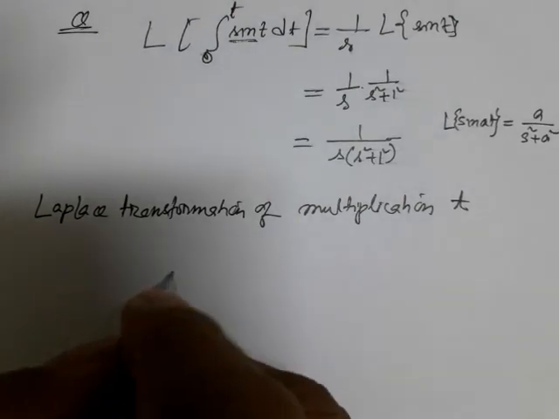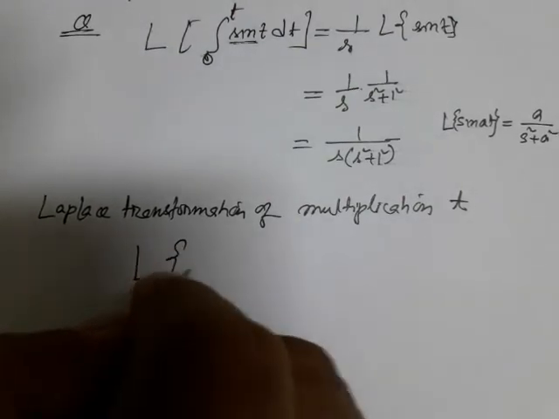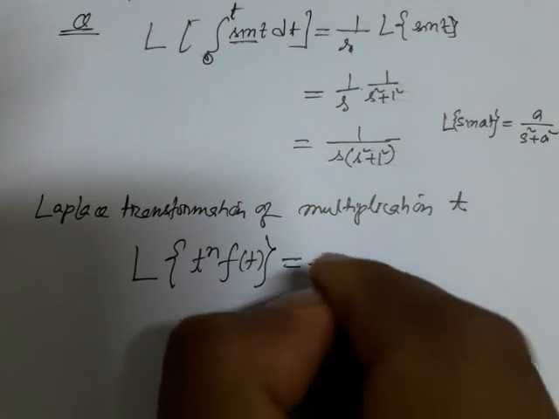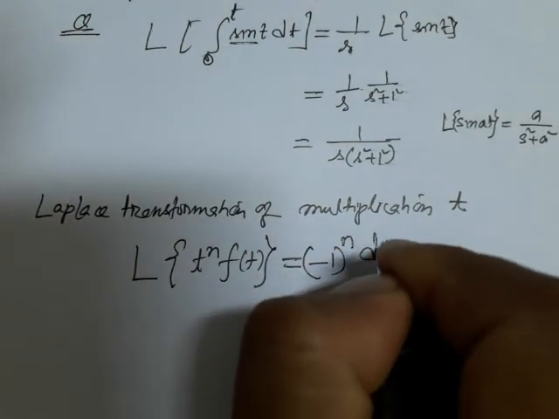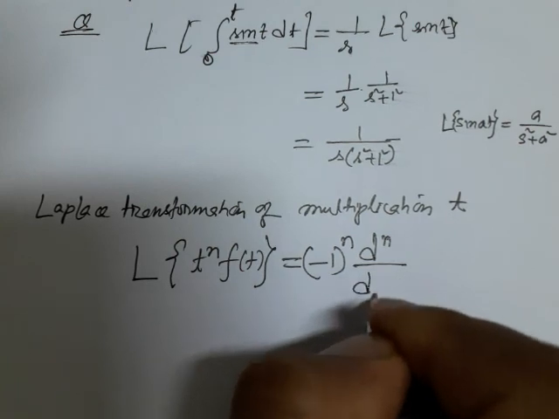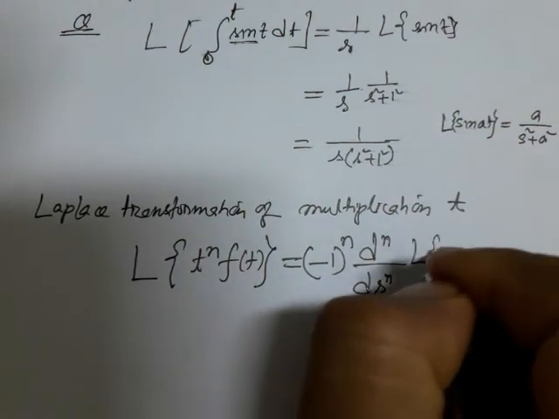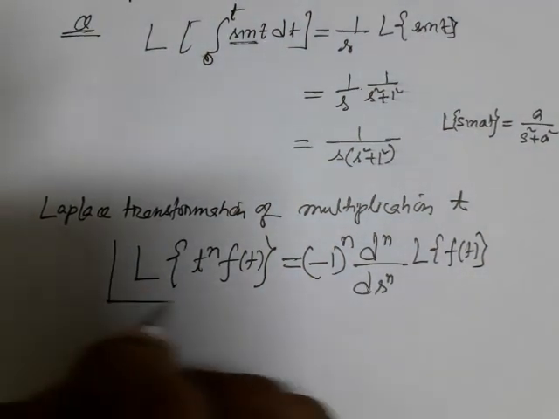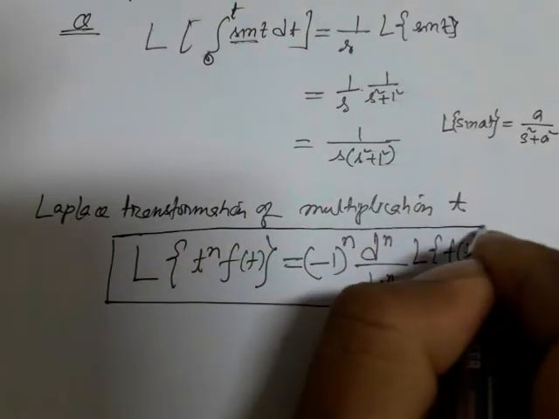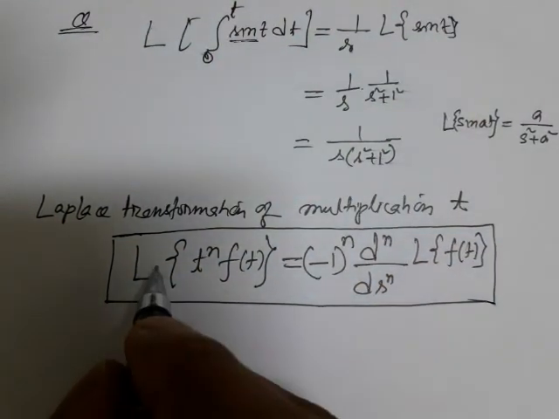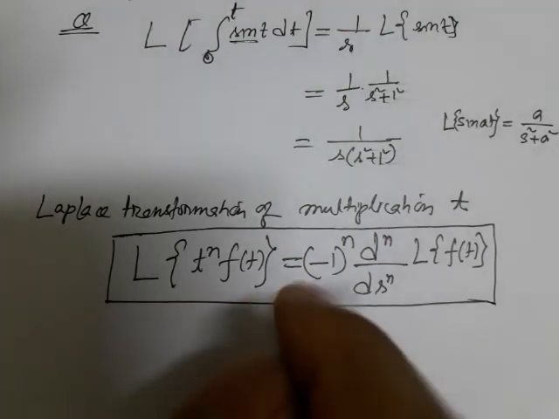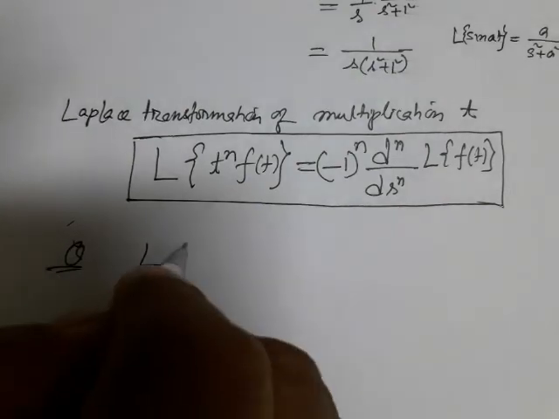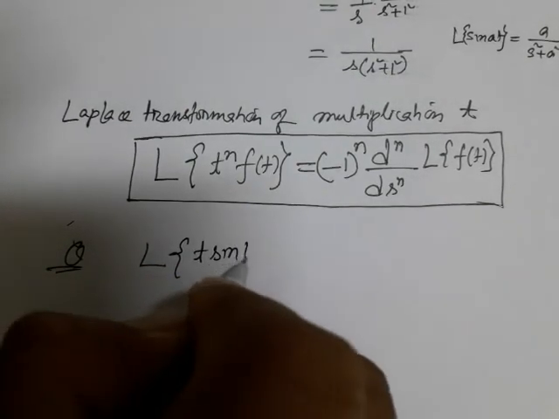The formula says that L of t to the power n f of t equals minus 1 power n, d n by d s n, the nth derivative, of L of f of t. So this is the second formula for today's class. Now we are going to learn one application of this formula. One easy example we will take here. You can see, one question: find out L of t into sine of t.